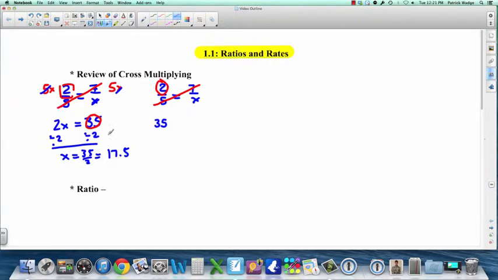Well, do you remember what we did with that number down here? We divided. So 35 divided by 2. That's what x equals. And 35 divided by 2 is 17.5. Finished. Got the same answer, right?